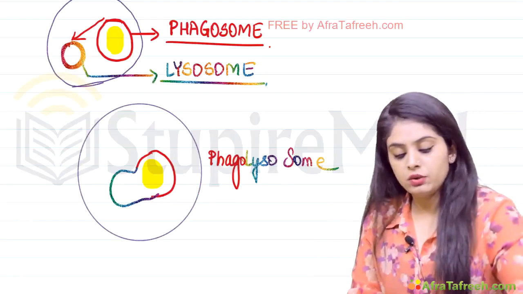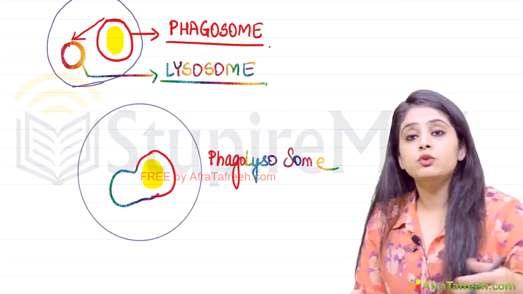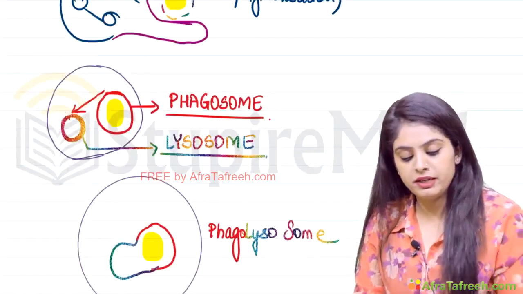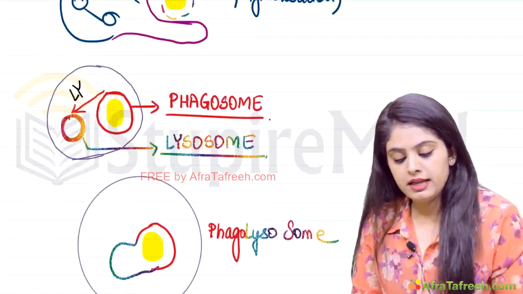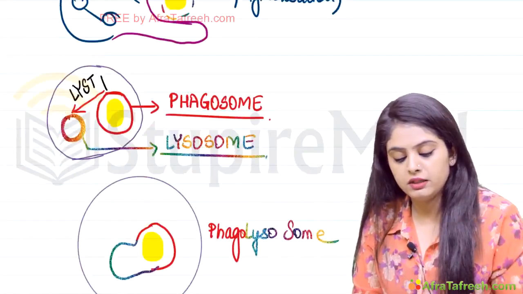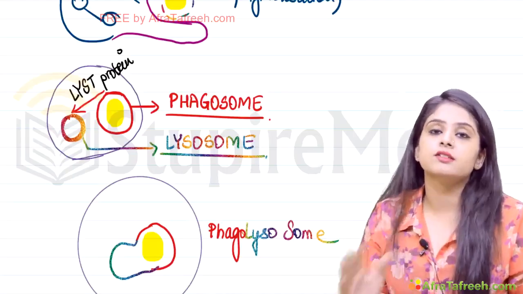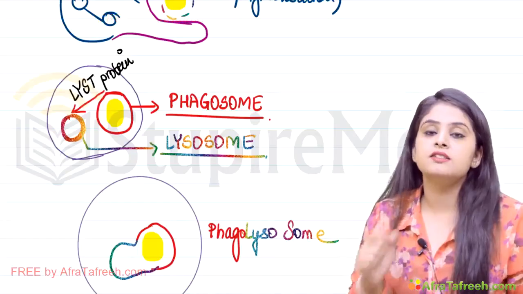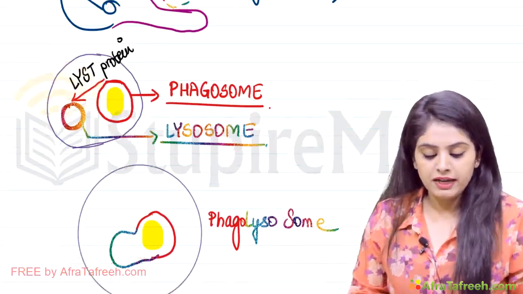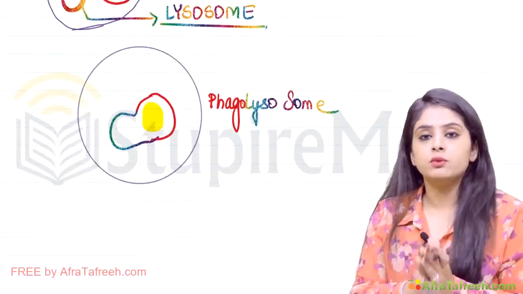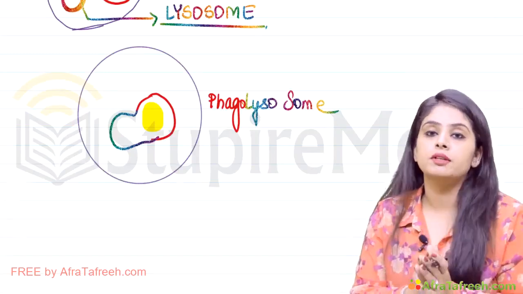Now remember, I told you that the phagosome has to move towards the lysosome. This movement is mediated by the LYST protein, a very important concept because there is a disease associated with this. It is the LYST protein. Now finally the phagosome and the lysosome have fused, phagolysosome is formed.